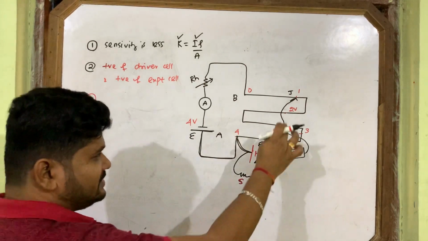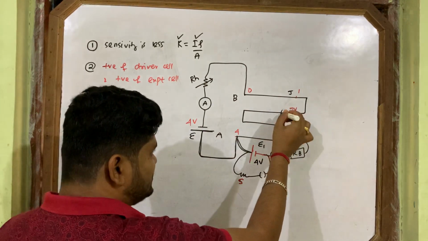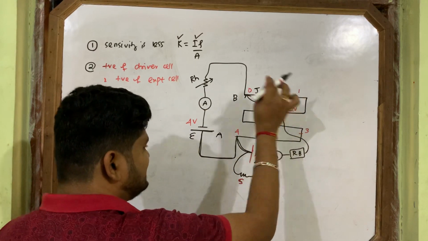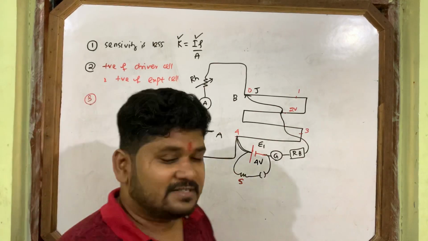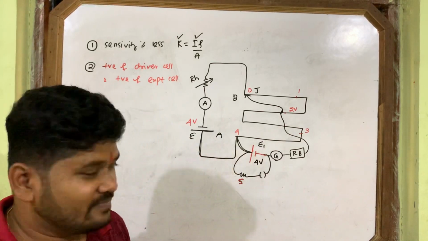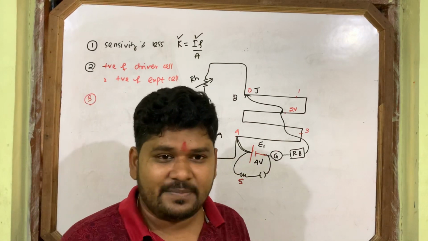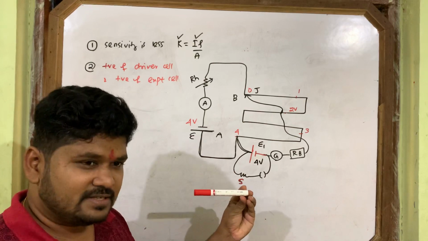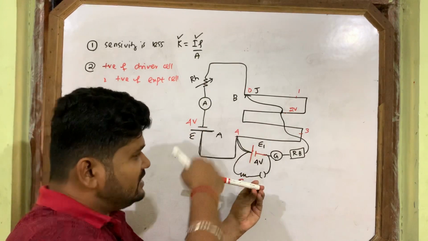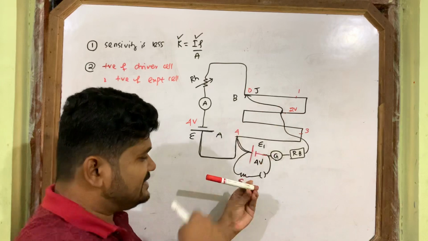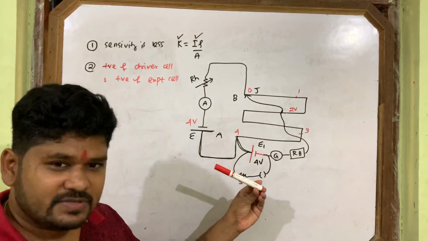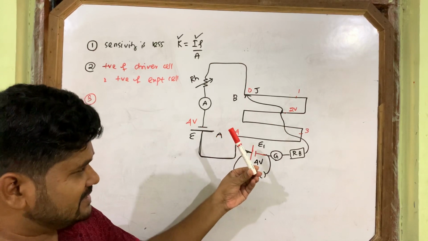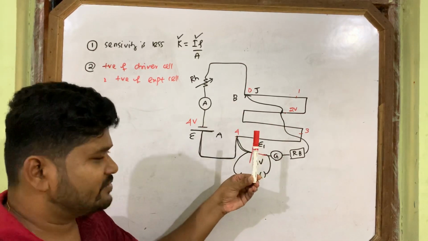Suppose you have connected a 4 volt cell now. Where will the jockey touch? The jockey will go like this and touch at the end. If the cell is 4 volt, what happens here? When you touch at A and then slide the jockey on the wire, the deflection decreases, and when it touches B, the deflection will be 0.